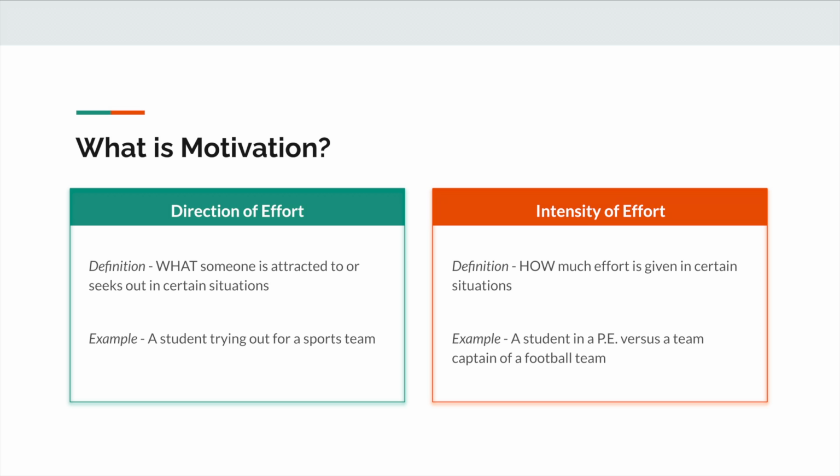The second part is the intensity of effort. This is just telling us how much of that effort will be put into the activity. For example, a student in PE might have a lower motivation rate because they just need the credits to graduate. So we can assume that their motivation will not be as high as someone who's a captain of a football team. Since they play this important role, their motivational rate will be higher.